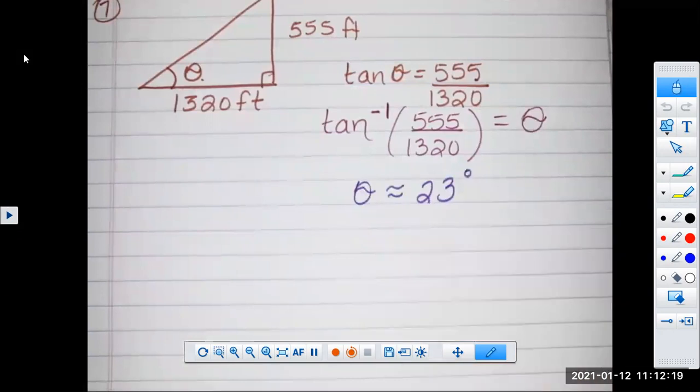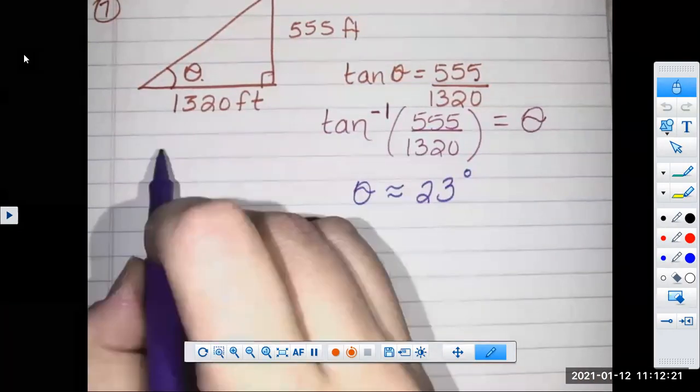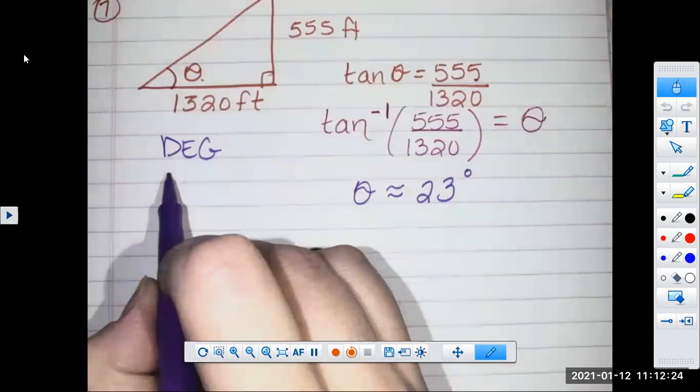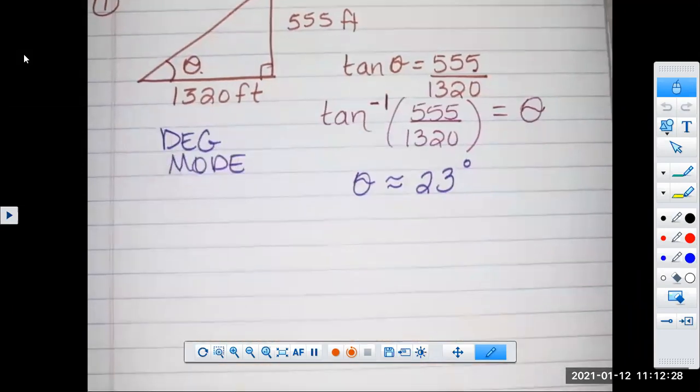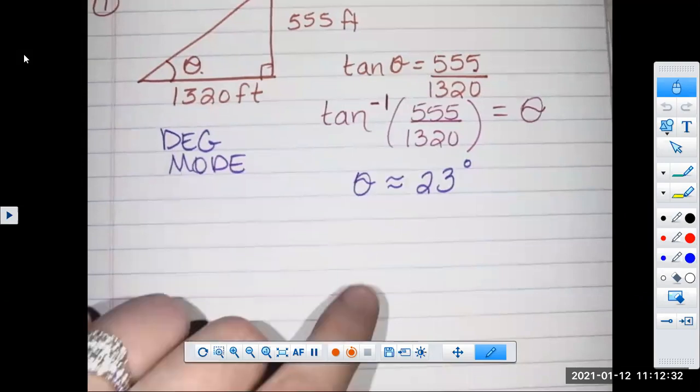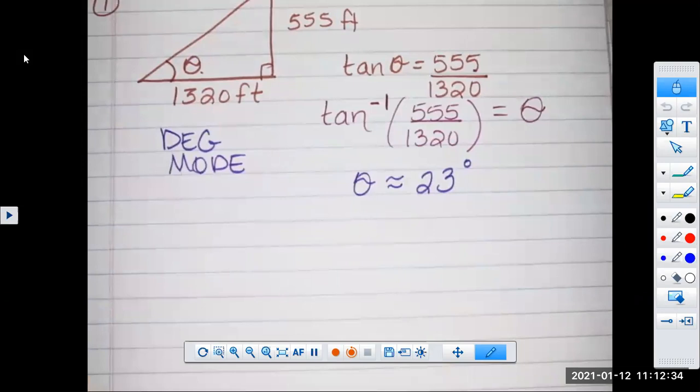You need to make sure that your calculator is in degree mode. And if you don't know how to do that, let me know. Because it's probably in either radian mode or degree mode. If it's in radian mode, you're going to get a really weird decimal, like point something.